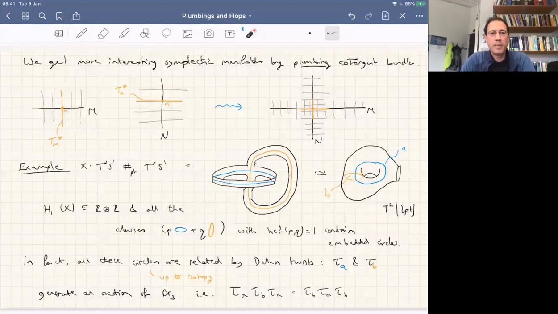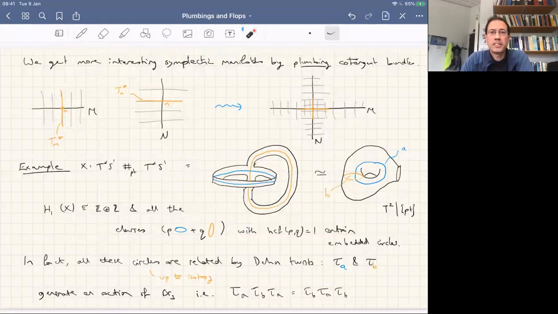This is familiar from lots of simple examples. Punctured surfaces arise by plumbing together copies of the cotangent bundle of the circle. If I plumb together two copies of T star S1, drawn here, you see one circle here and the other one running through this loop, and they meet at exactly one point. Up to isotopy, the plumbing is just a once-punctured torus.